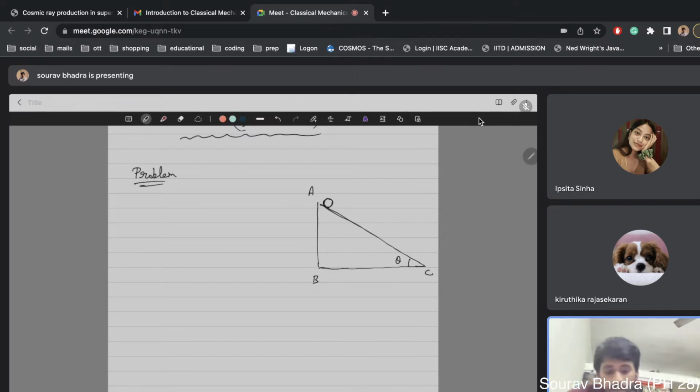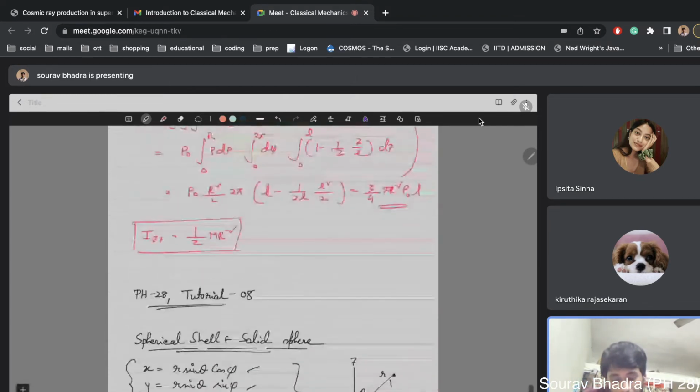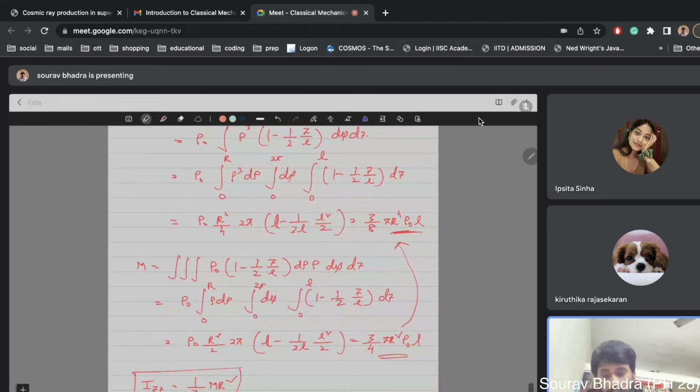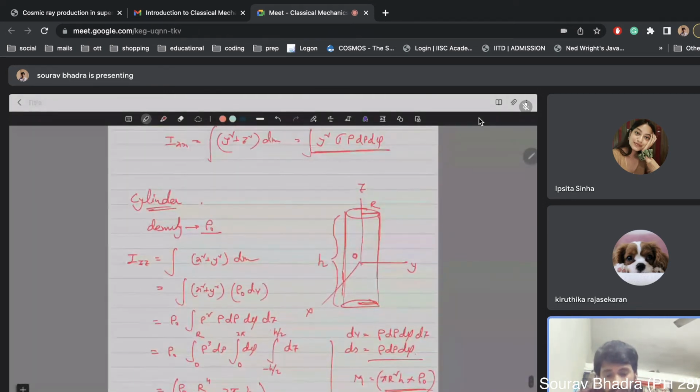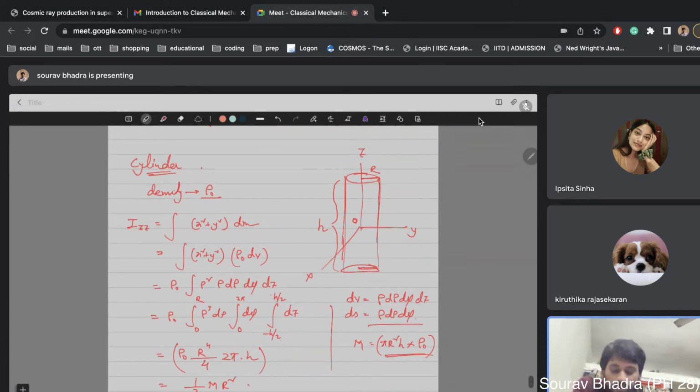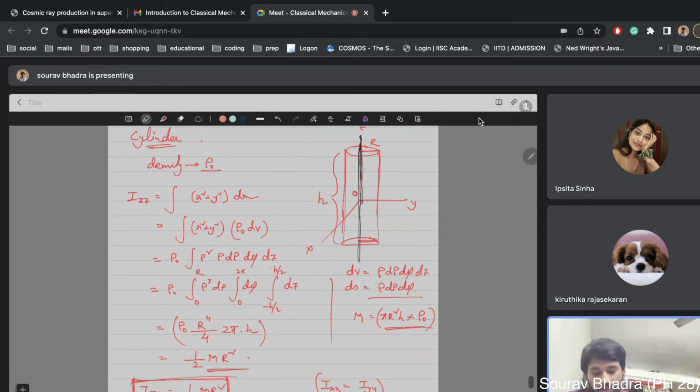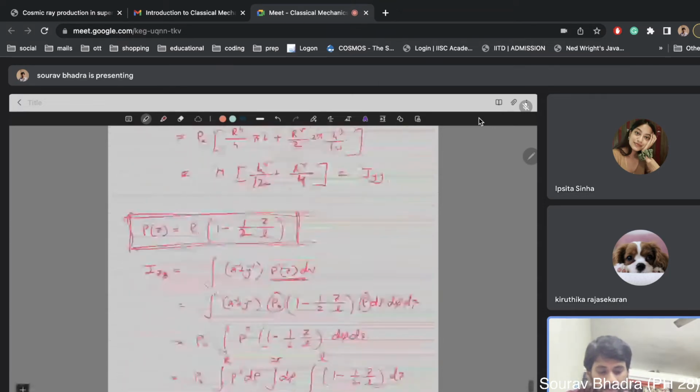As I showed you the previous day, I have calculated the moment of inertia for a cylinder. For a cylinder, I_ZZ, that is the rotation around its own axis, the OZ axis, comes out as half m r square, where m is the mass of the cylinder. So we will use this fact in this problem.